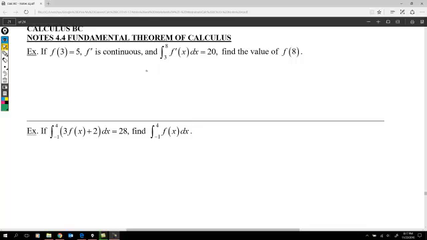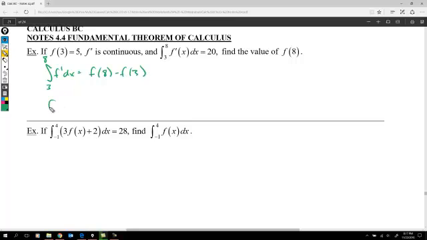What's up? Goal for today is to practice everything we know about the fundamental theorem of calculus. So first example, I have an initial condition. I know that the integral is 20. I want to know what's happening at 8. Well, I know that because of the first fundamental theorem, the integral from 3 to 8 of f prime is f of 8 minus f of 3.